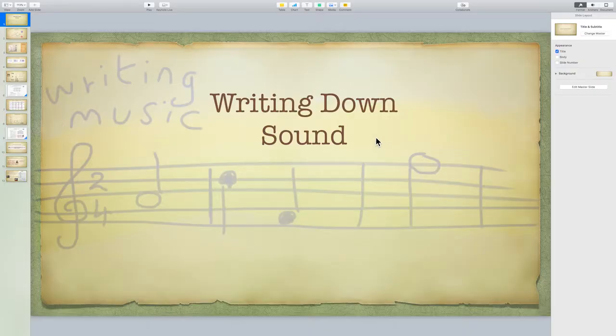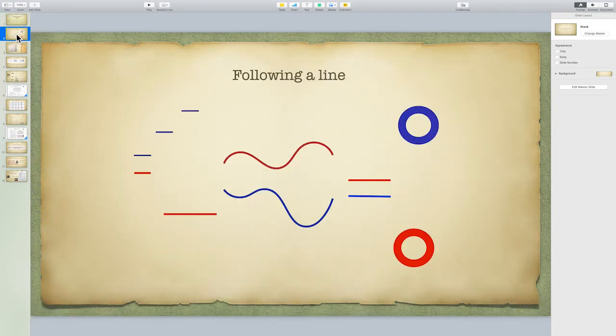Okay, so the title of today's session is Writing Down Sound. So we're going to find out how people write down sounds in all sorts of different ways. And let's go straight to the first slide, which is thinking about following a line. So you can see there are some lines which are blue and there are some lines which are red.